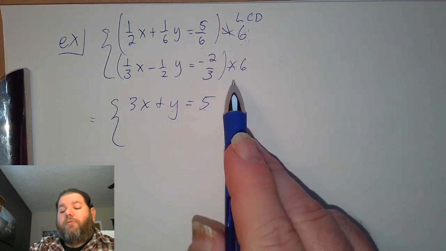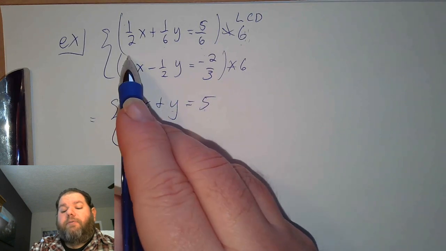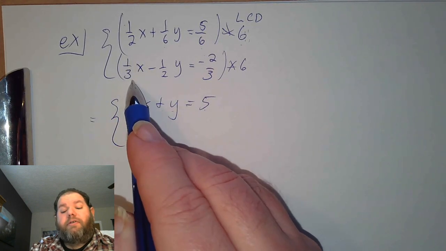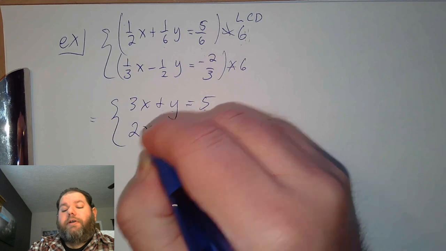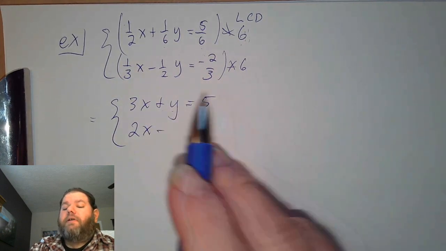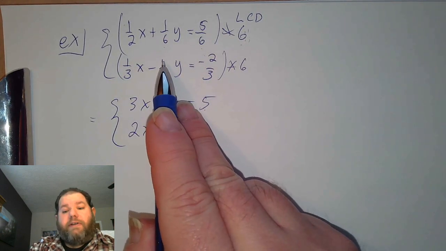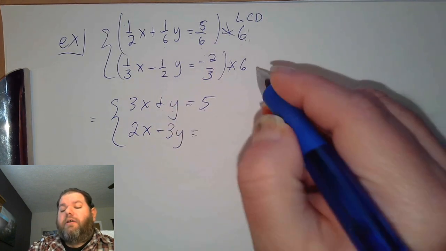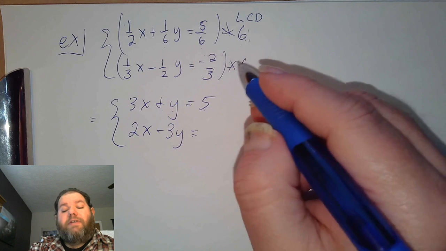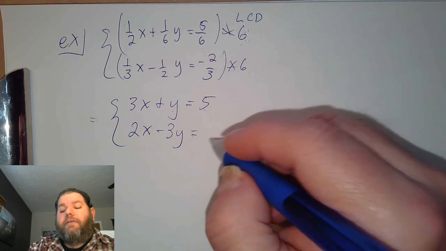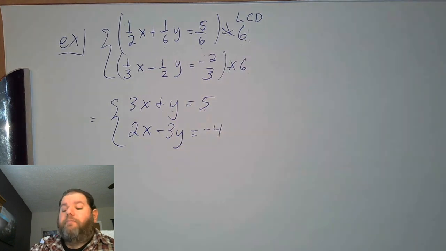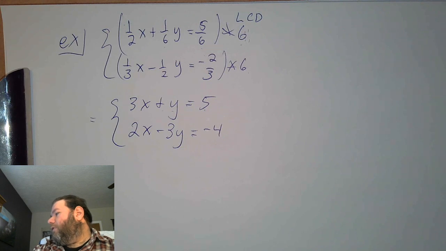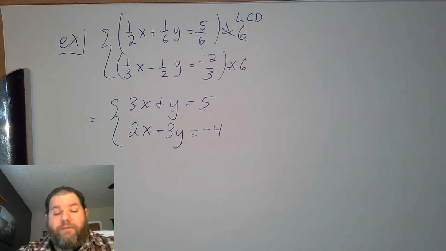Now on the bottom, we're multiplying everything by 6, so 6 times 1 is 6, divided by 3 is 2. So 2x minus 6 times 1, 6, divided by 2 is 3y. 6 times negative 2 is negative 12, divided by 3 is negative 4. Which gets us back to the first equation I wrote down before I divided.